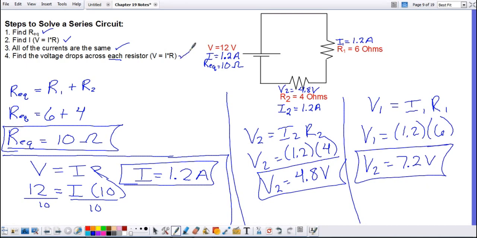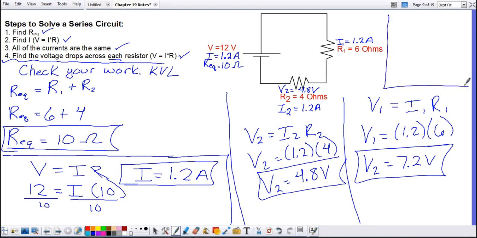Now, it's not in our steps, but it's a good idea to check your work using Kirchhoff's voltage law. Okay? So, Kirchhoff's voltage law says that the voltage gain at the battery is going to be equal to the voltage drop across each device. So 12 should be equal to 7.2 plus 4.8.